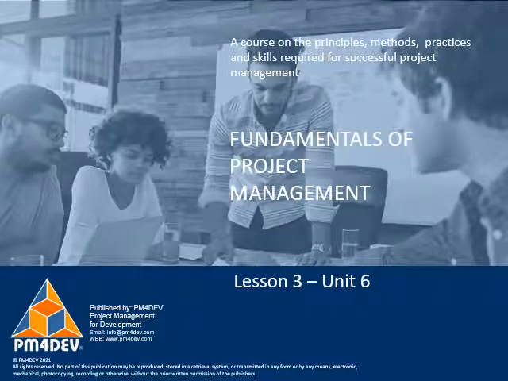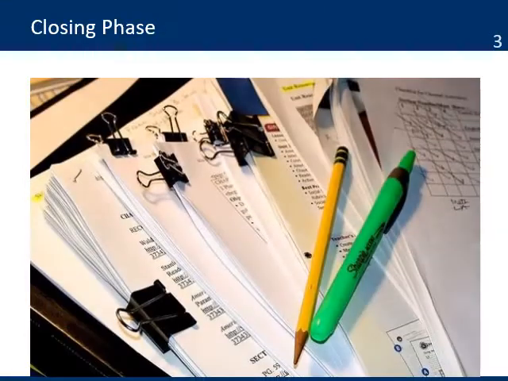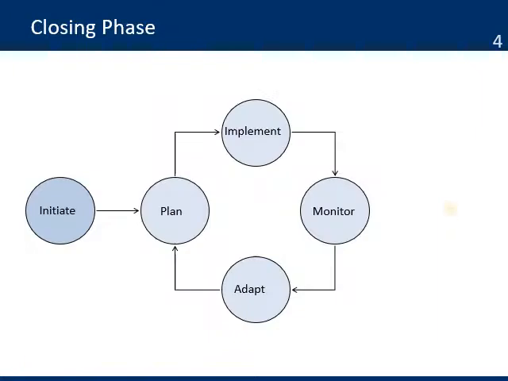Lesson 3, Unit 6, the closing phase. The closing phase of the project occurs when the project has achieved the planned objectives and all the deliverables have been completed. Here's the project cycle and the closing phase.